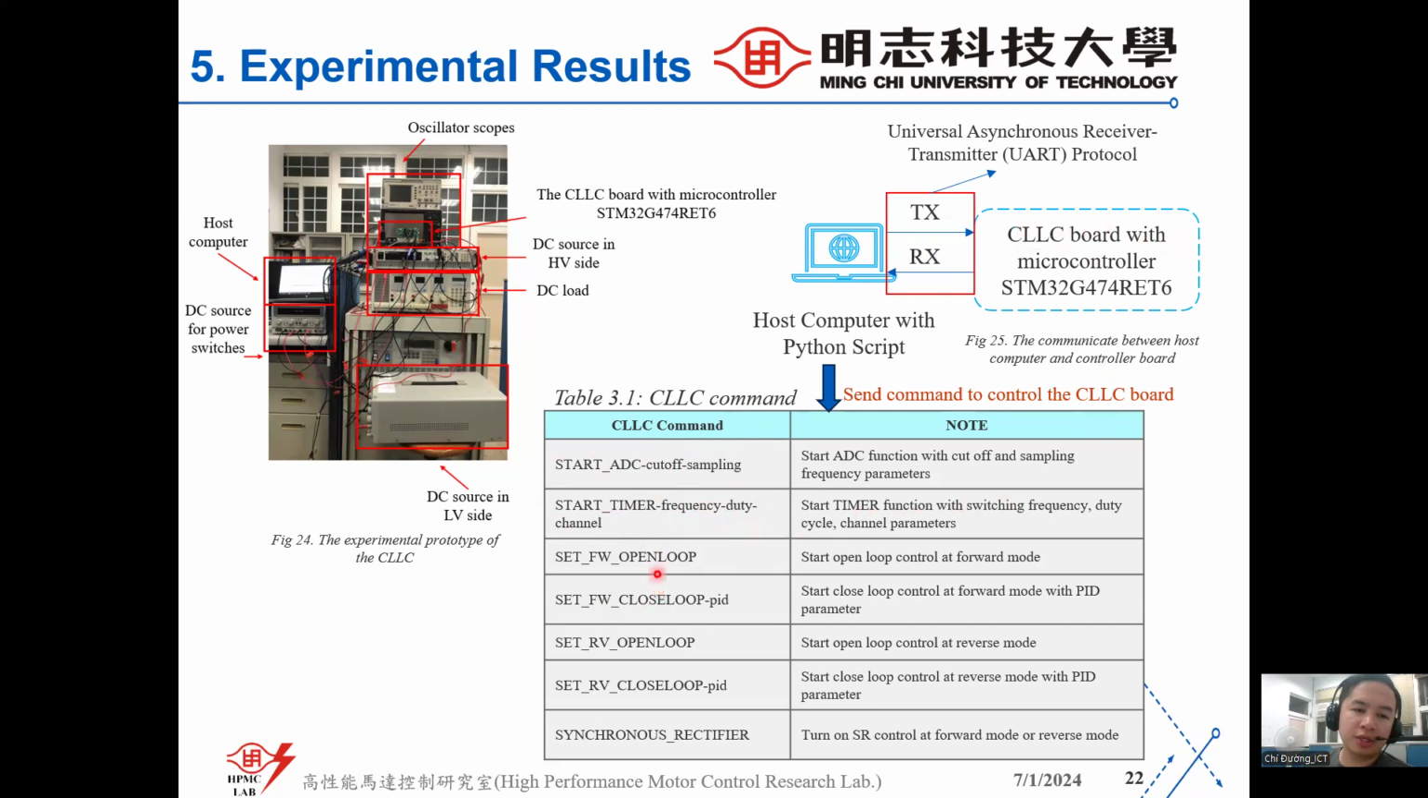I also set the forward mode, the open loop, and the closed loop with the PID parameter. I will start the reverse mode at the open loop and the closed loop with the PID parameter, and I will turn on the synchronous rectifier for forward mode or reverse mode.